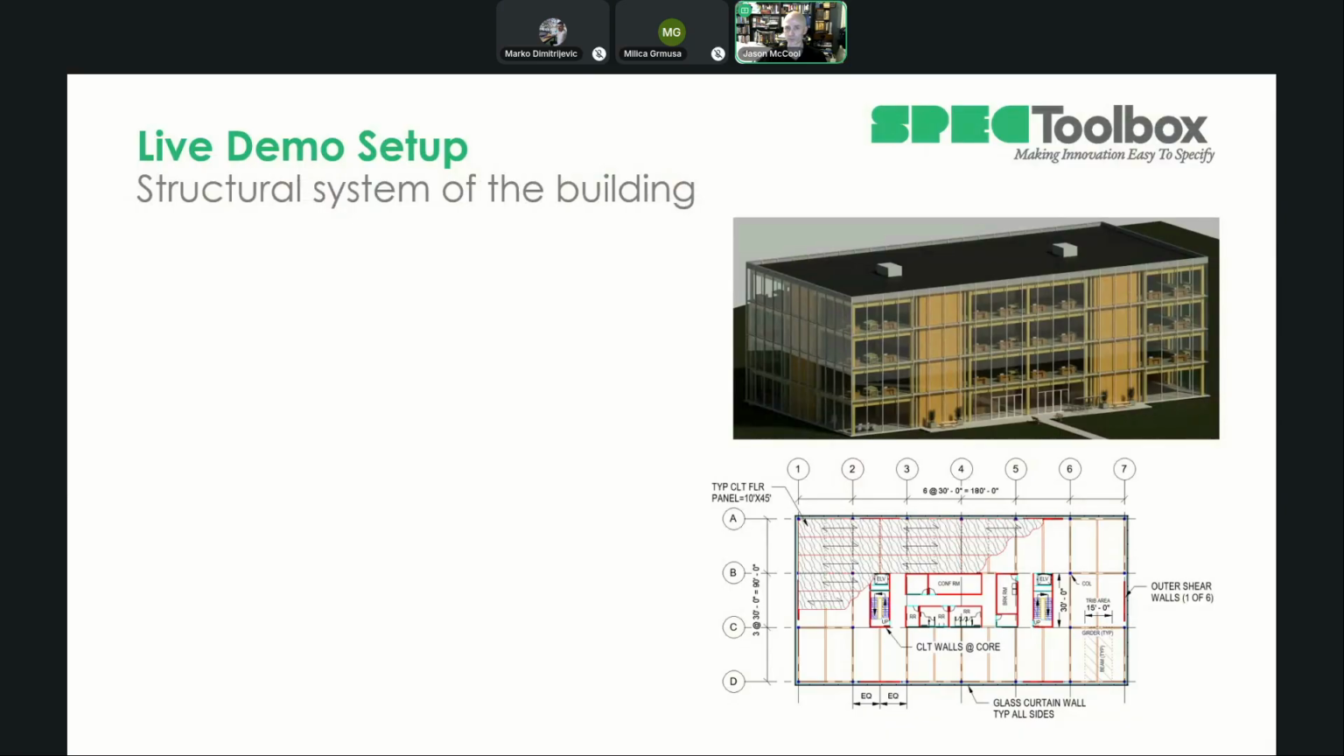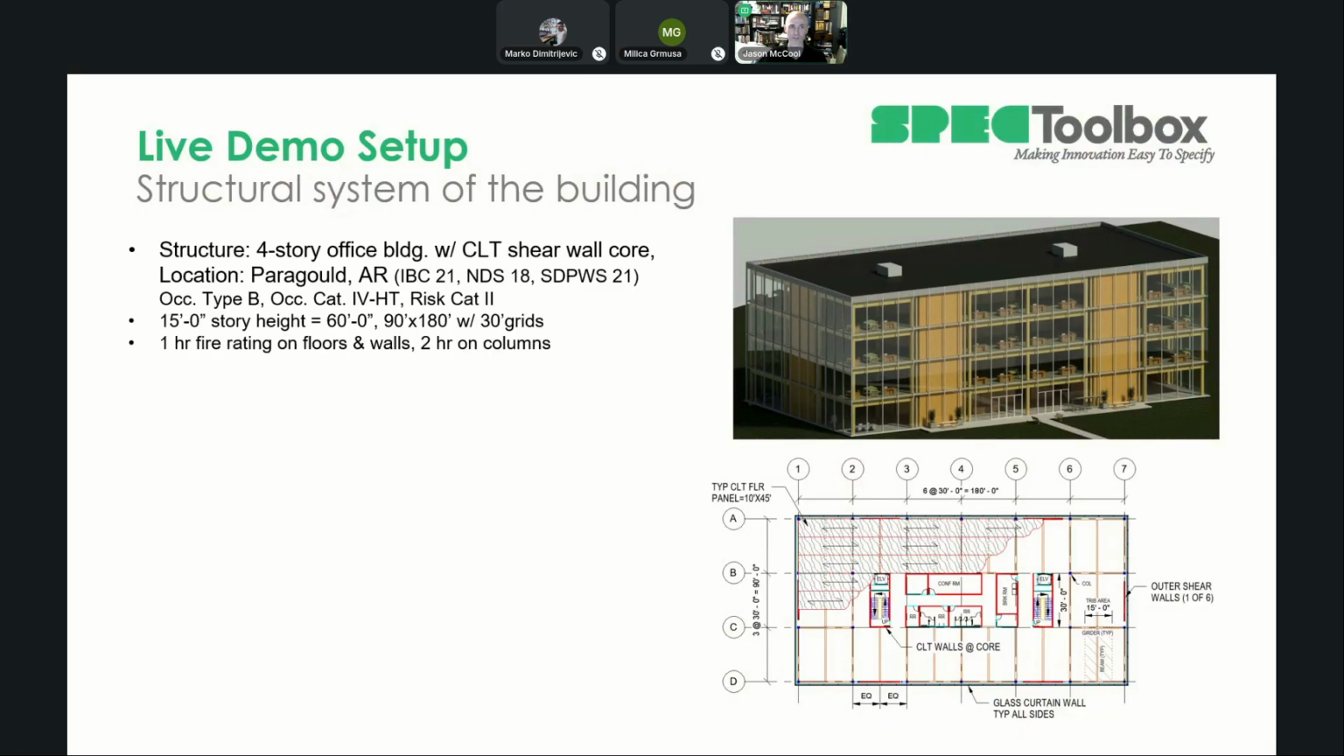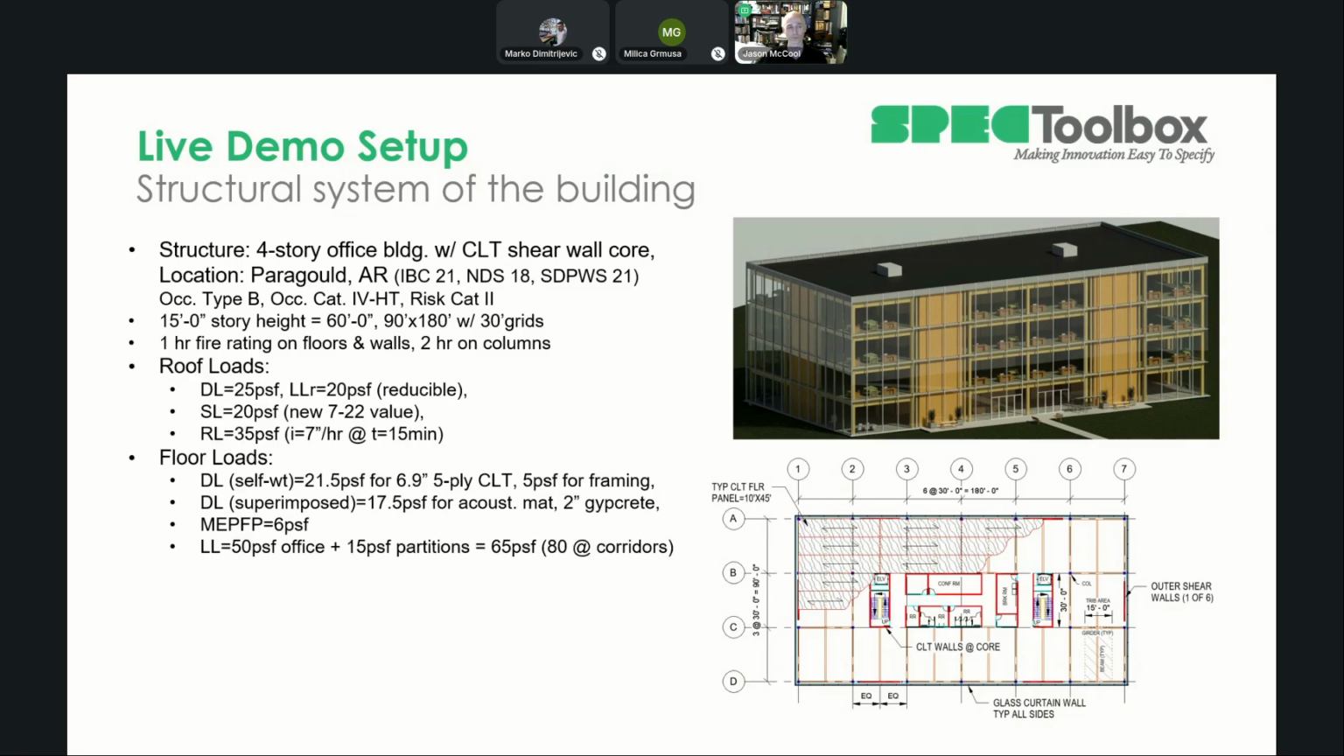This is a 4-story office building in Paragould, Arkansas, right next to, or close to, the New Madrid fault line. So pretty high seismic, and you can see here's what I'm using for my building design, just trying to get some realistic loads for this.